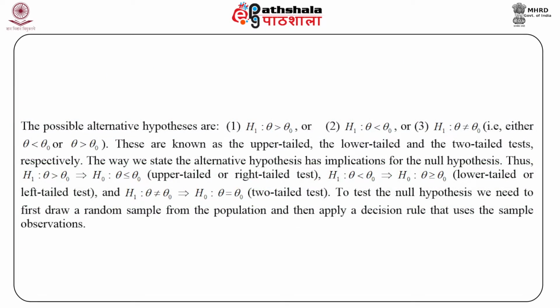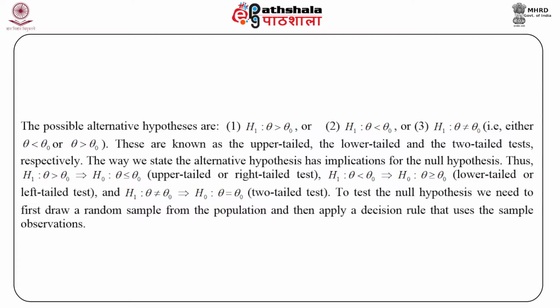The possible alternative hypotheses are: first, the alternative hypothesis H1 could be theta greater than theta 0; second, H1 could be theta less than theta 0; or the third way, H1 is theta not equal to theta 0, which means either theta is less than theta 0 or theta is greater than theta 0. These are known as the upper-tailed, the lower-tailed and the two-tailed tests respectively.